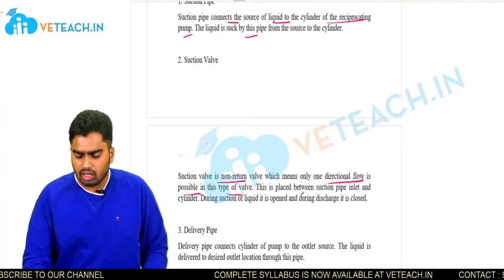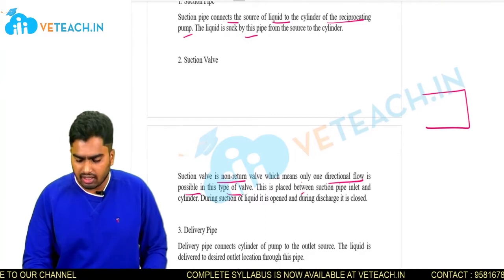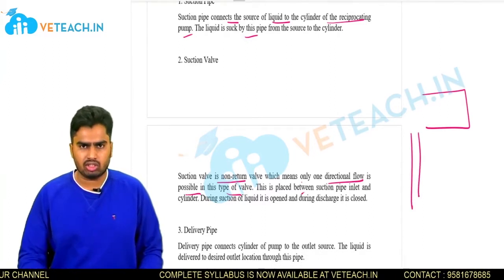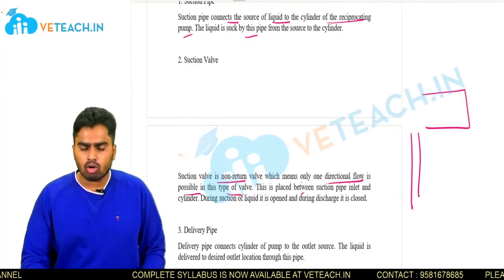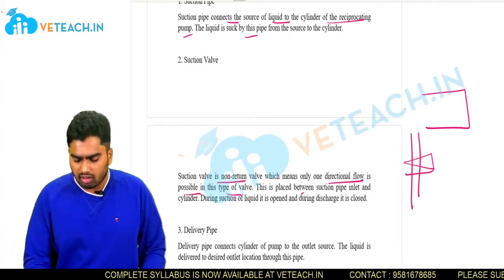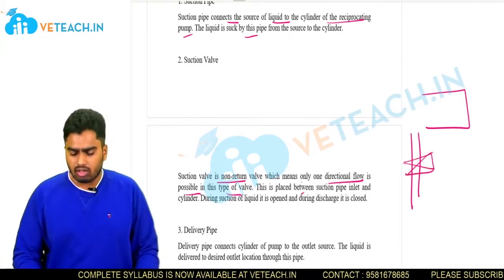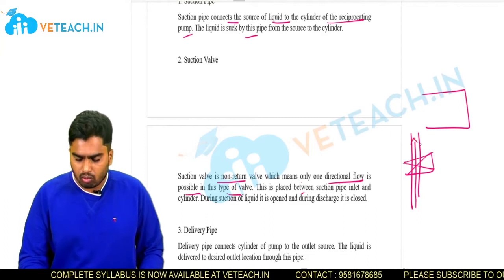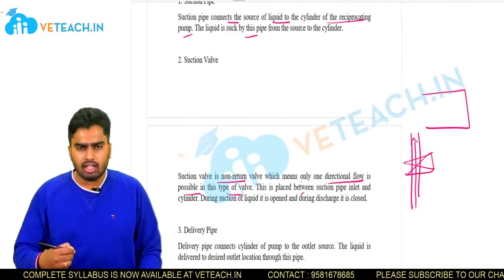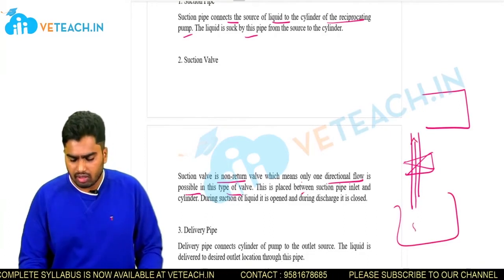For example, let us take this as my cylinder. I have a suction pipe at this position, at the bottom. So we will have an NRV valve right here. The function of the NRV valve is that it will allow the motion of the fluid in one direction. That is, we will take it from the sump, as we generally name it.